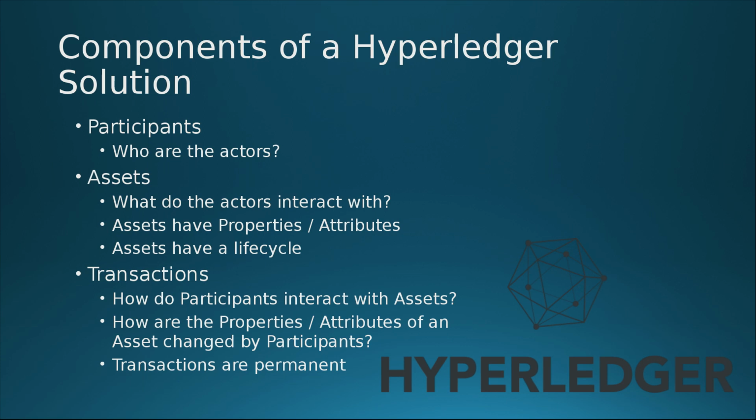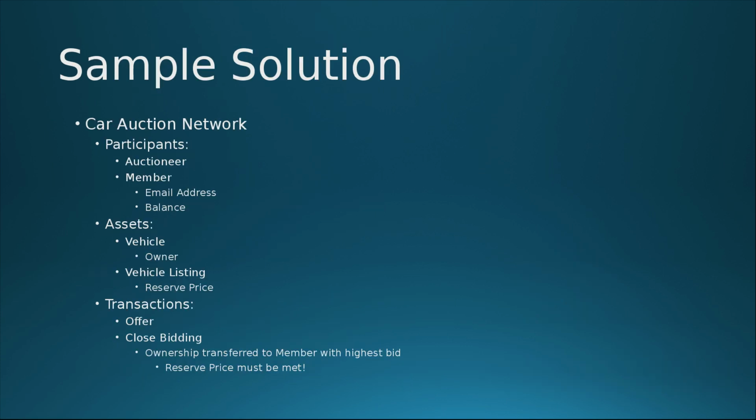So in the example we're going to look at a car auction network. And these are the participants, the assets, and the transactions that we're going to track in this demo solution. Our participants are simple. We have an auctioneer and a member, and for the purposes of this demo, we're only really going to focus on the member. We're not going to worry too much about the auctioneer, what they do, or how they participate in this solution.